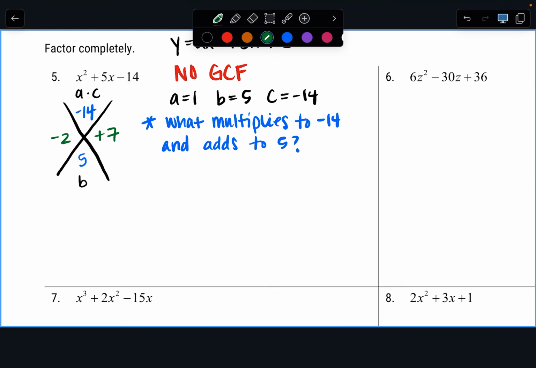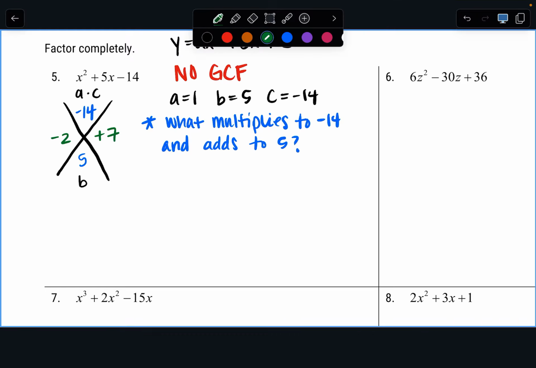You're adding them together. So Max told us -2 and positive 7. If I take -2 times 7, I get negative 14. If I take -2 plus 7, I get positive 5. It has to add to the bottom, multiply to the top.